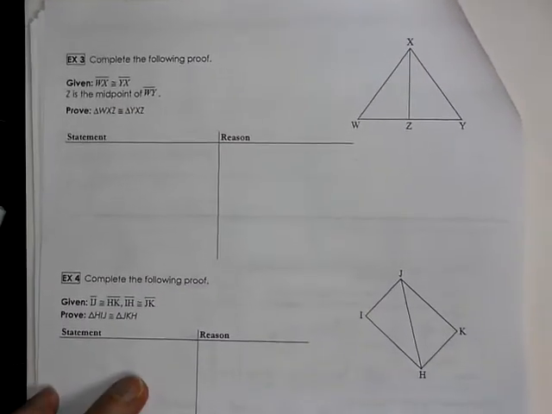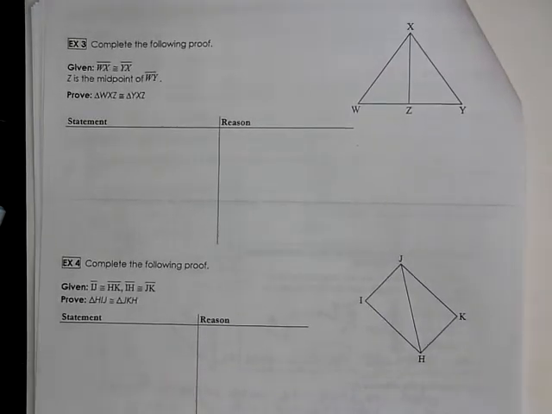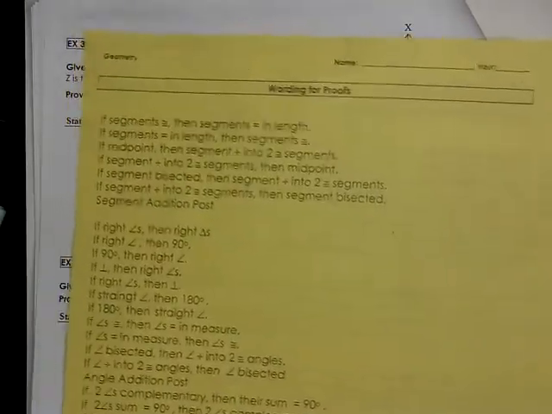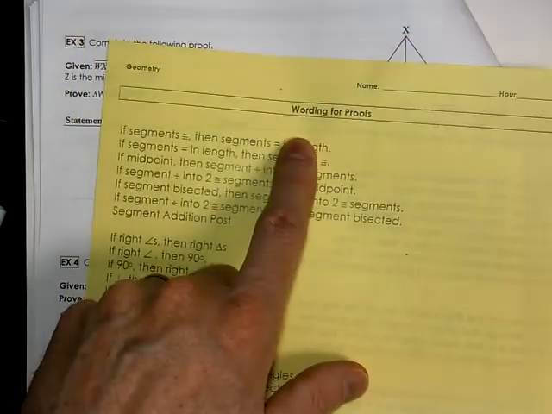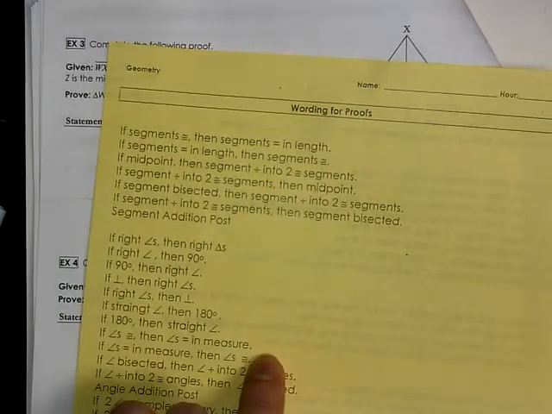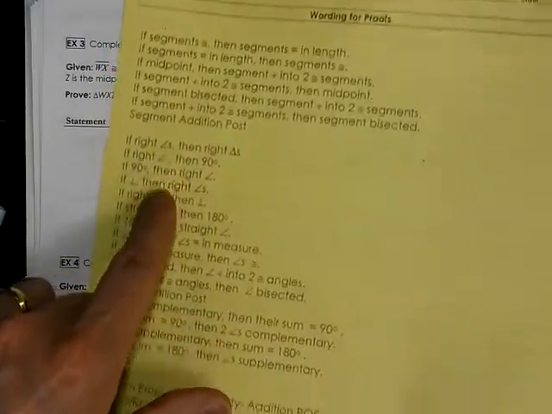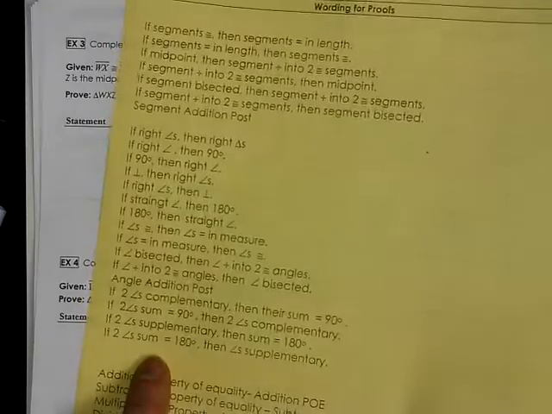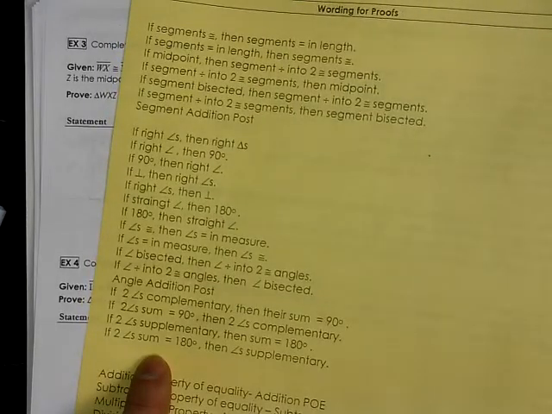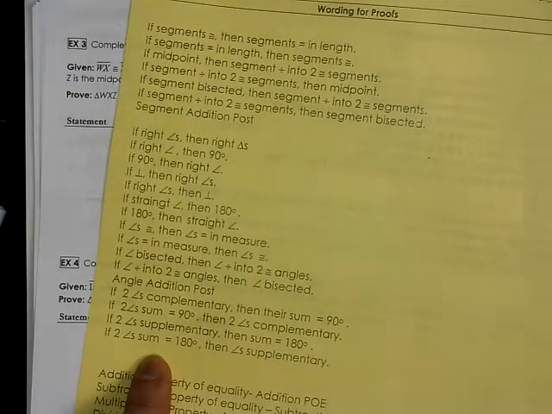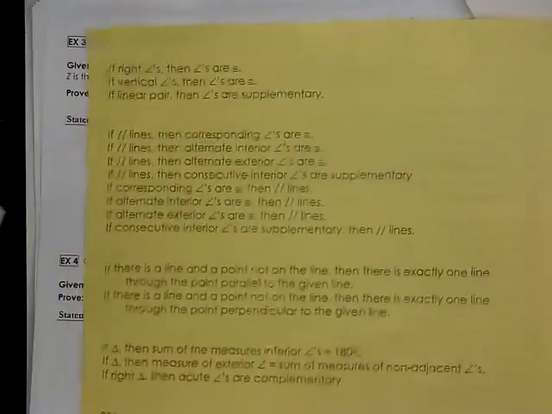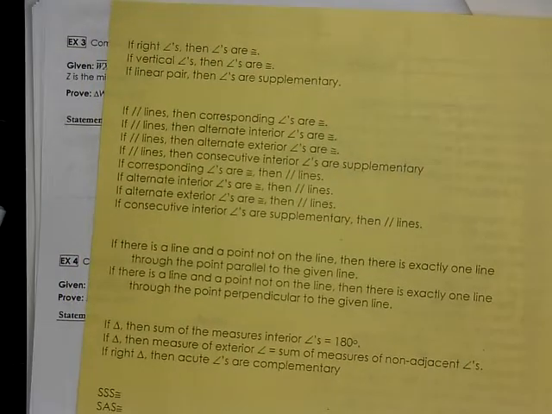So now we're going to come down and try to write out some proofs. To do these proofs, it may be helpful for you to look at your yellow sheet. There are some wordings for proofs that could be very helpful in here. The back side has a few others.